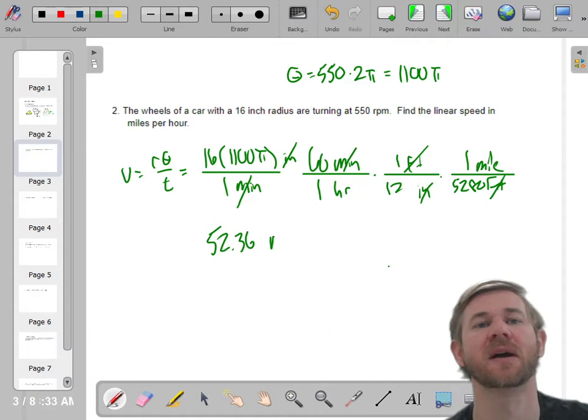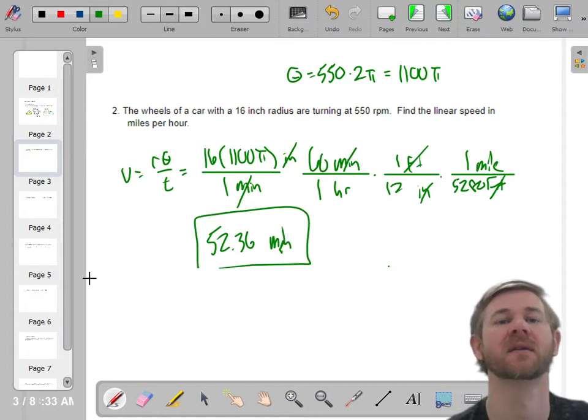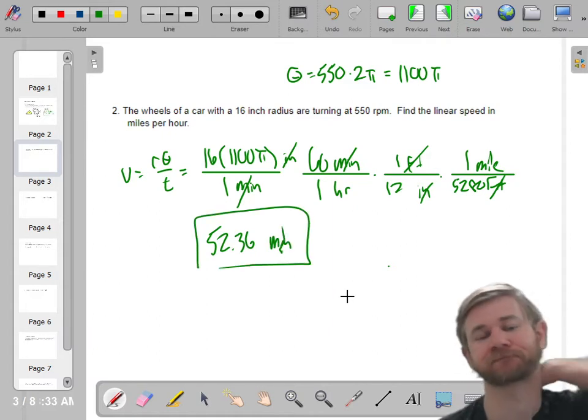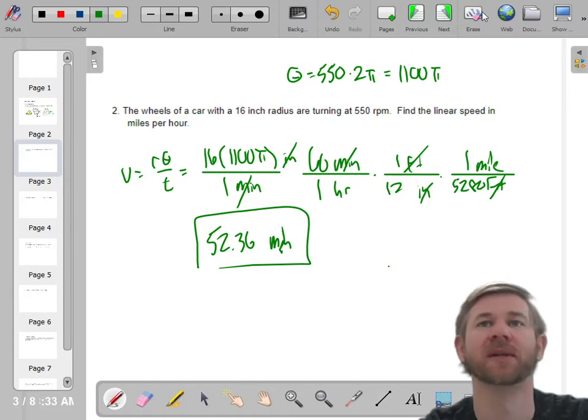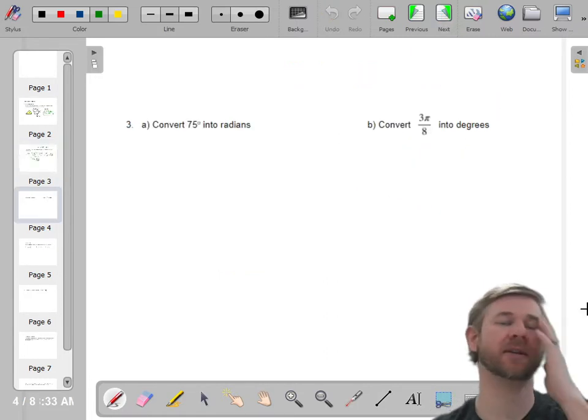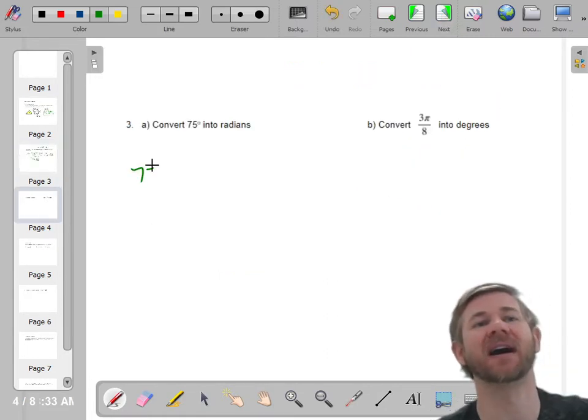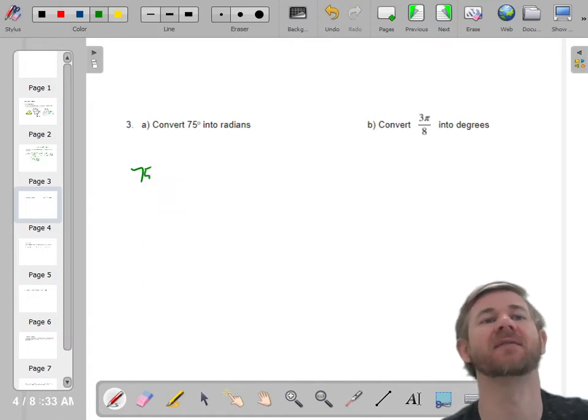52.36, and we'll say that's miles per hour. Okay. So reasonable speed. We just got to know your formula. Convert into radians. So 75 degrees, I'm going to multiply that by pi over 180.